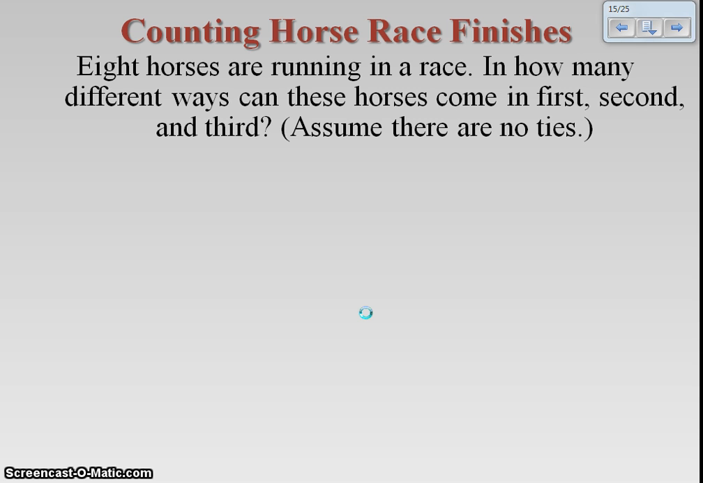So how would I work this one out? Well, how many horses do I have for the first winning spot? I have 8. Now, assuming 1 horse wins, how many do I now have for the next spot? I have 7. And then, assuming those 2 horses, I have 6 possibilities for third place. And we have 336. This is still a permutation, but it's a different kind of permutation. We call this a permutation with only a certain number of objects taken at a time. You'll see that here in just a second.